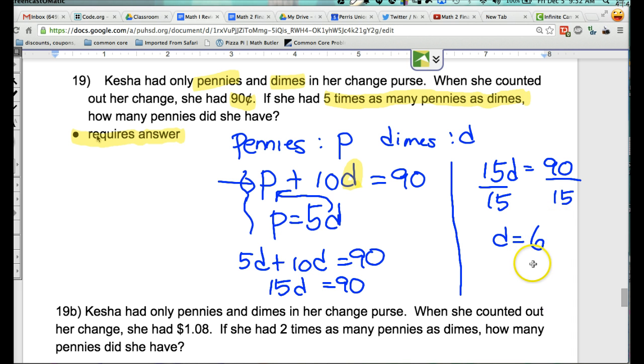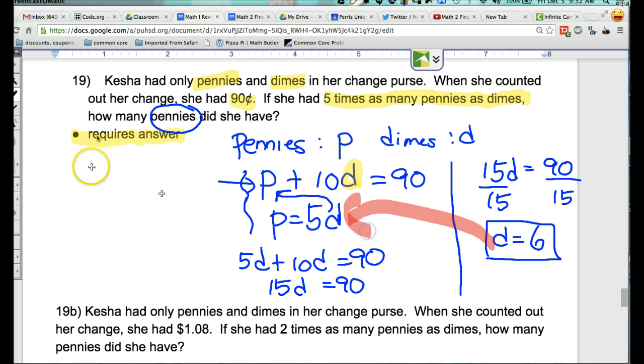Once we have the 6 dimes, we have to figure out how many pennies she has. Since D is 6, we simply plug the 6 into the D right here. So 6 times 5 is 30. How many pennies do we have? 30, and that would be your answer. Because this is a multiple choice test, you don't have to write down sentences or steps like I always require you to. All you have to do is select the correct answer, which is 30.